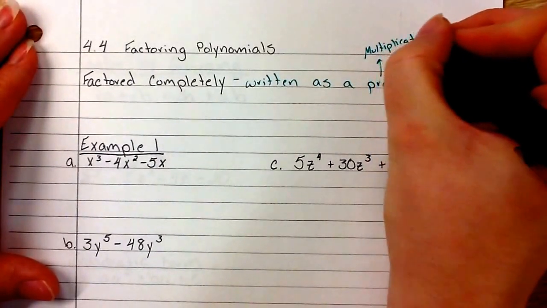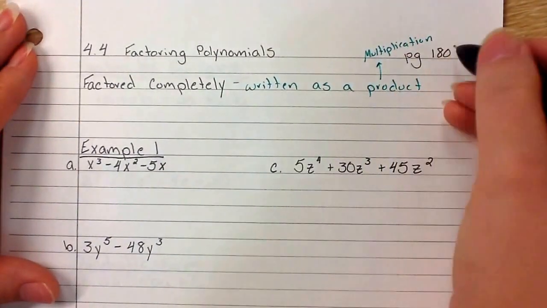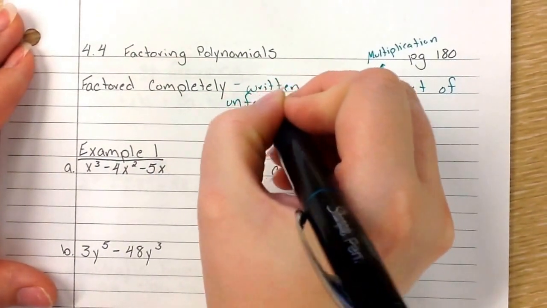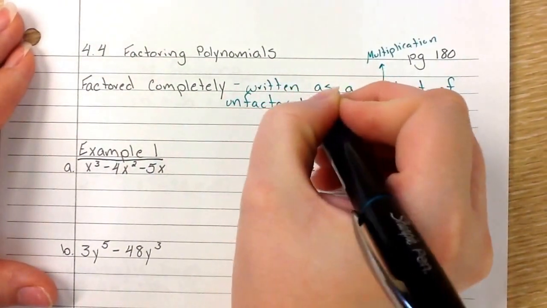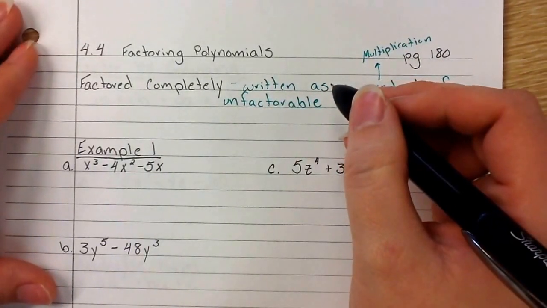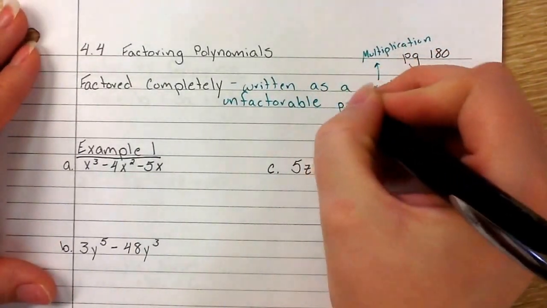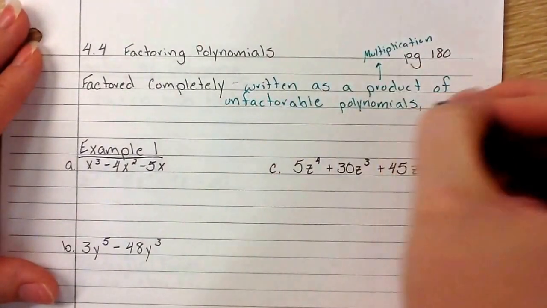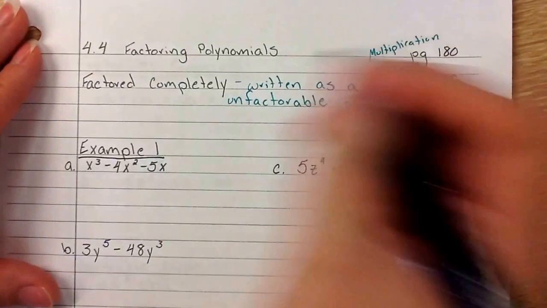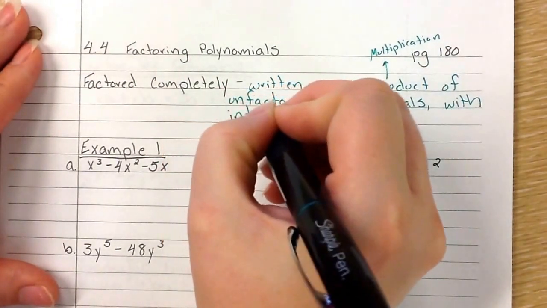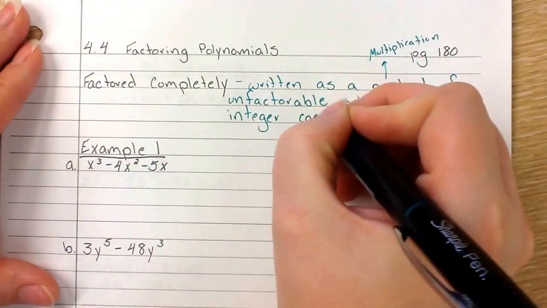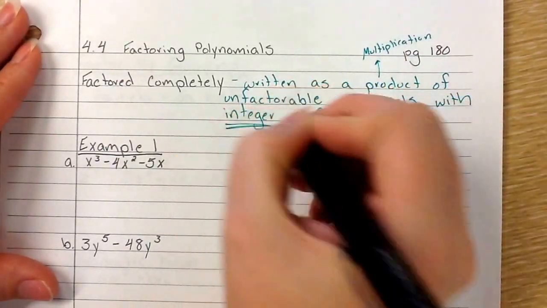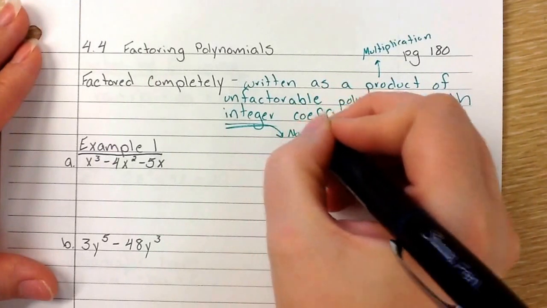A product of unfactorable polynomials with integer coefficients. Meaning we don't want any fractions. That's what we mean by integer coefficients. Integers, like no fractions or decimals in that.